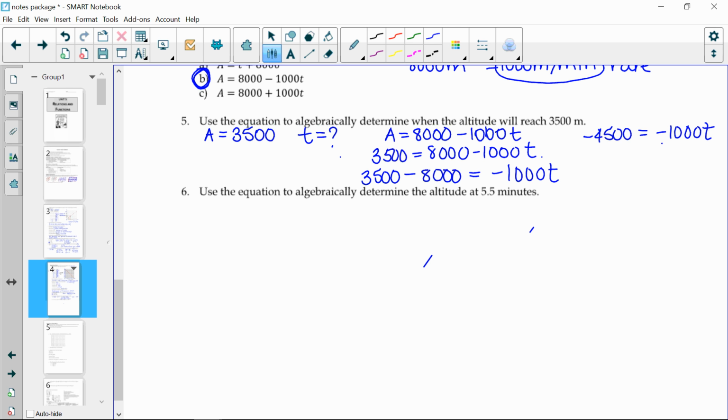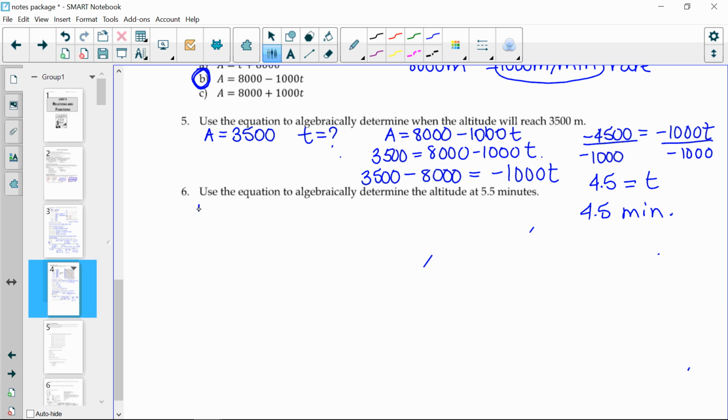Solve for t by dividing by negative 1,000 on both sides. And that is going to give me 4.5 is equal to t. So it'll take 4.5 minutes. All right, use the equation to algebraically determine the altitude at 5.5 minutes.